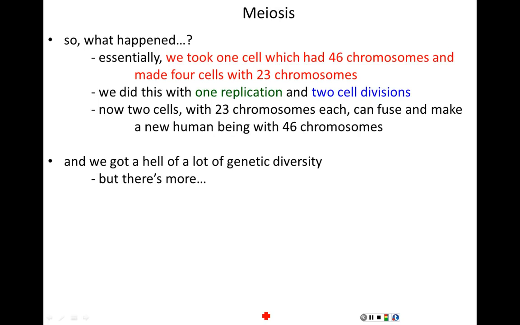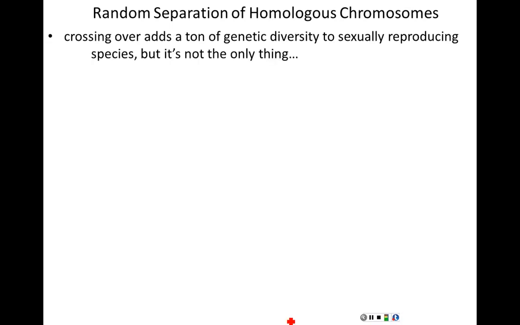Not just crossing over is responsible for the differences between siblings. We have something called random separation, or more commonly referred to as independent assortment, that gives us genetic variability as well. I emphasize independent assortment now because independent assortment is going to play a huge role in the more complicated stages of Mendelian genetics that we'll touch on in a few weeks.